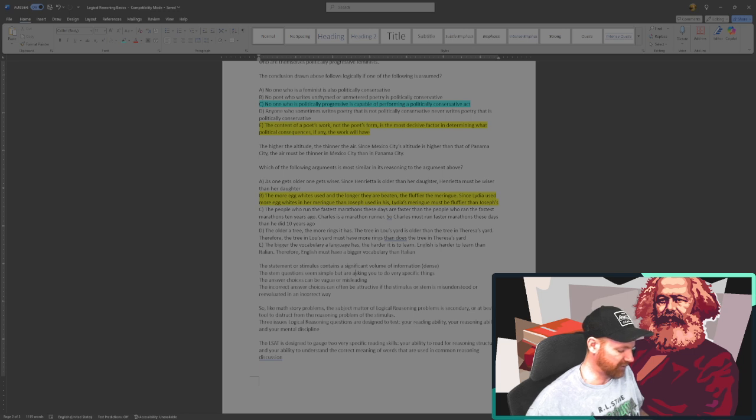And E, the bigger the vocabulary a language has, the harder it is to learn. English is harder to learn than Italian. Therefore, English must have a bigger vocabulary than Italian. Okay, so we're looking to match the arguments. Argument: higher equals thinner. X equals higher, therefore thinner. Got it. Time to eliminate mismatches.